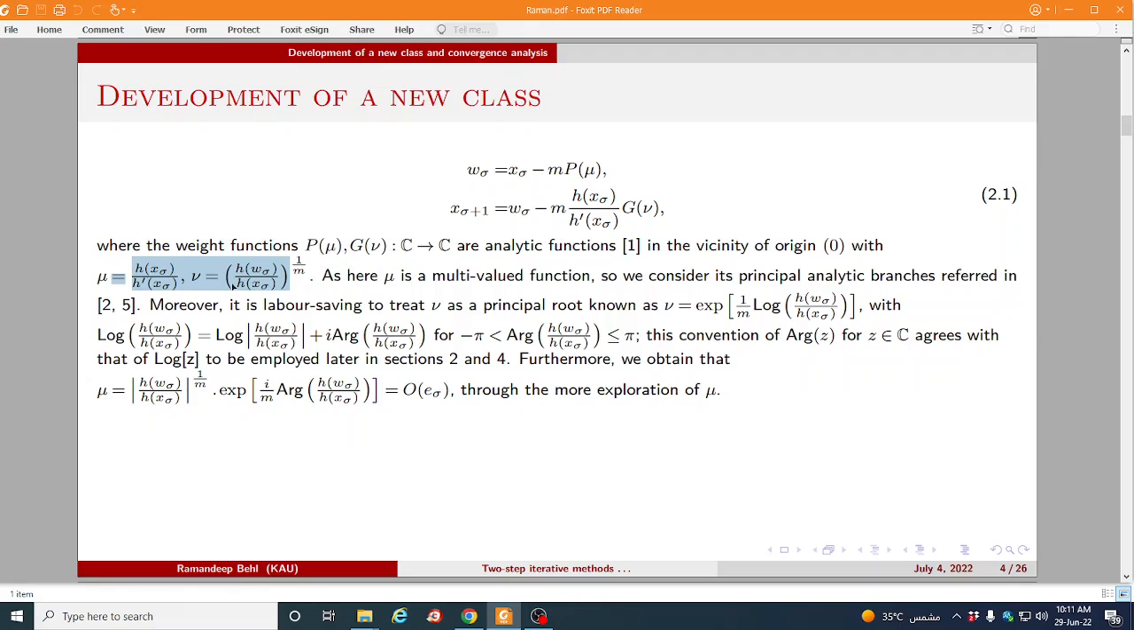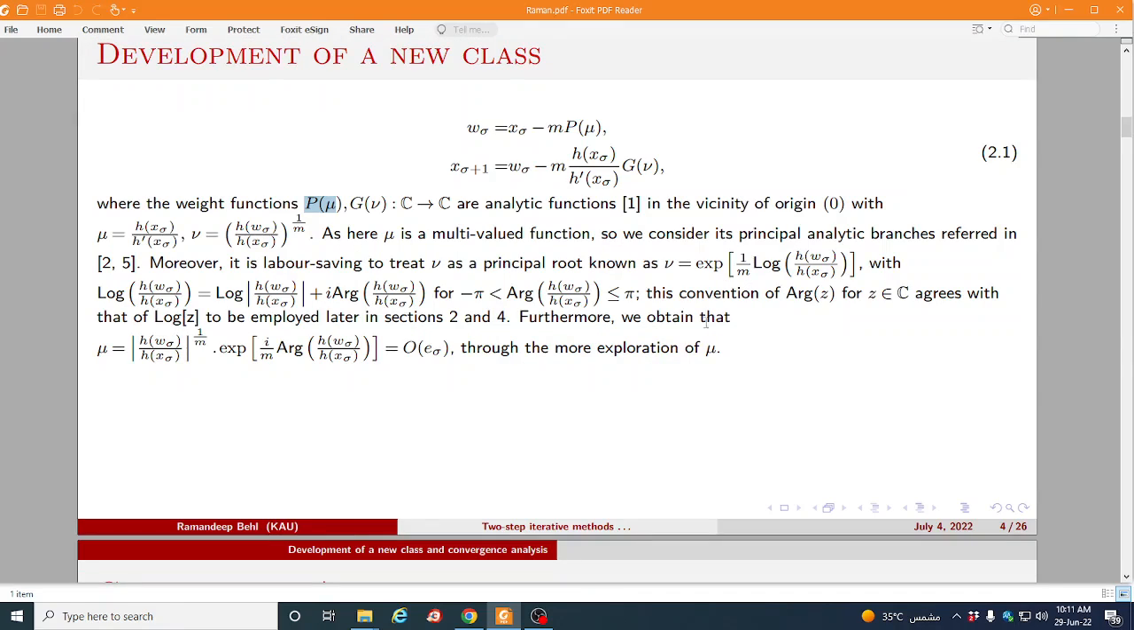Here nu is a multi-valued function, so obviously we have to focus on analytic functions. That's the reason we define in the beginning that P of mu and G of mu are two analytic functions in the vicinity of the origin 0. So let's discuss the next theorem on that.